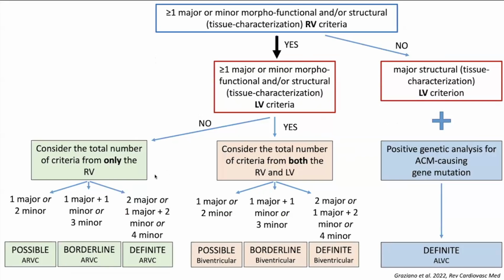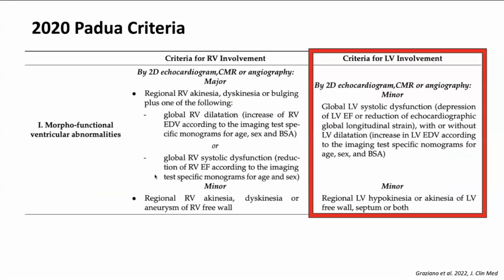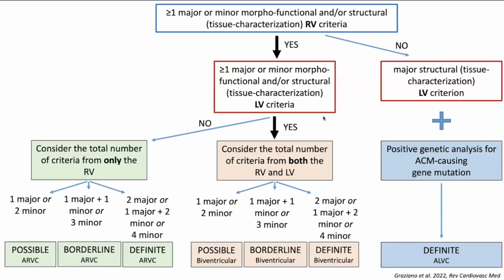Next, we're looking to see if they meet any LV criteria. So again, by 2D echo or by cardiac MRI, is there evidence of global LV systolic dysfunction, so reduced LVEF, with or without LV dilation? Again, her EF was 39%, and she had a moderately dilated LV. So we meet a major criterion for LV involvement. The next step is to determine, based on non-morphologic criteria, things like ECG, genetics, and family history, whether she has other major or minor criteria that would put her into a possible, borderline, or definite biventricular cardiomyopathy, or arrhythmogenic cardiomyopathy, state.